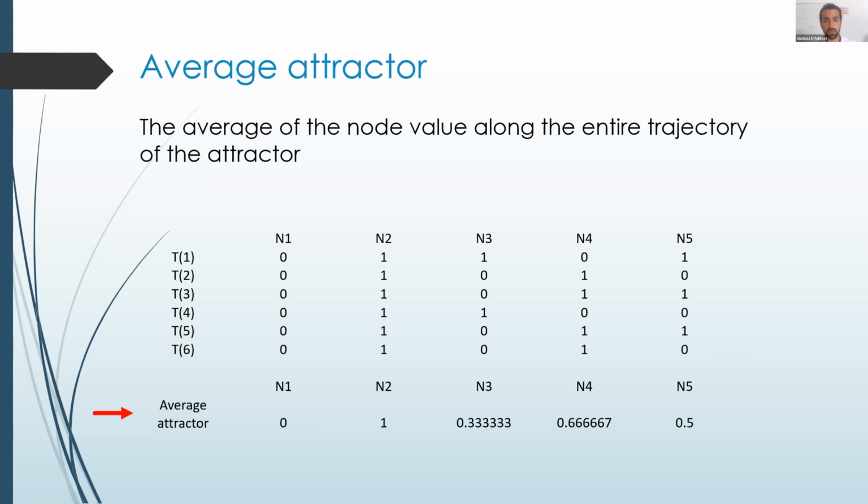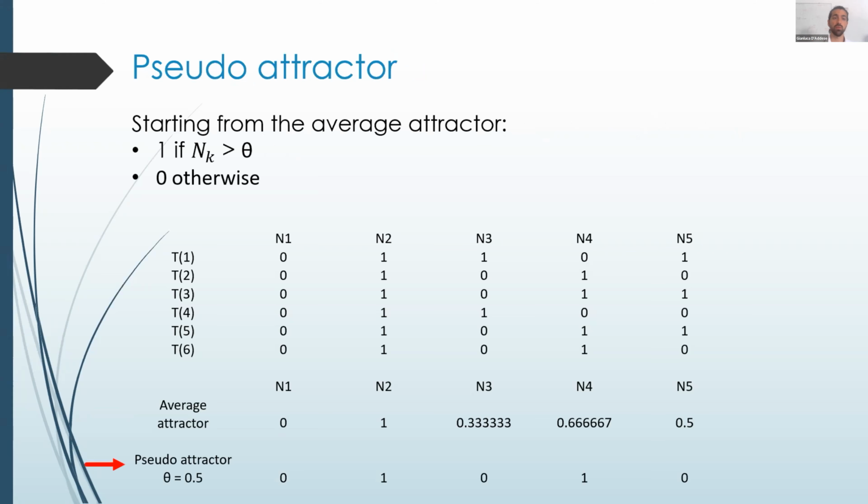That's why we want to focus on the average node behavior for every particular attractor. To binarize again, we pass to the pseudo-attractor. We will start from the average one and define a threshold. Doing so, what is under or equal to the threshold will be defined as 0, and what is above the threshold will be defined as 1.